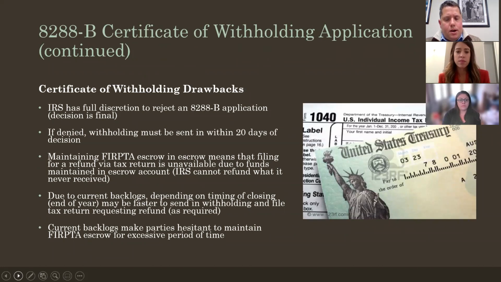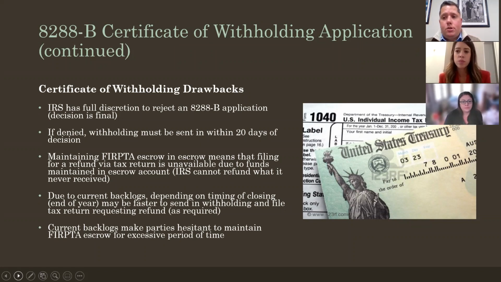And some other points to make about the certificate of withholding. There are some drawbacks I want to mention. The IRS has full discretion to reject the application, right? So this goes back to my point that if it's at the end of the year, it's probably best to just send the money in and file a refund, because what happens if the client's waiting up to 12 months for the certificate of withholding, and guess what? The IRS can, in their discretion, just reject it outright for no good reason whatsoever. And they have done this in the past.